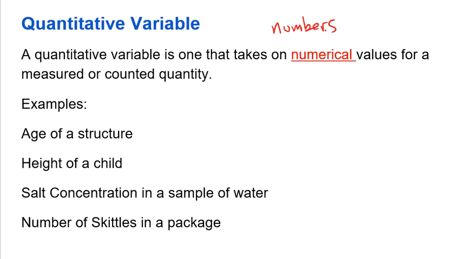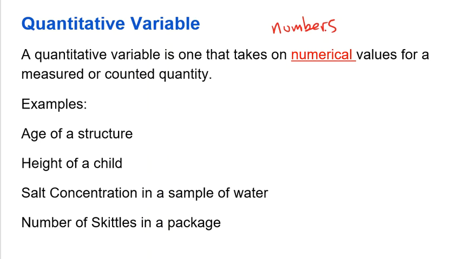The number of Skittles in a package, that's something you count, but guess what? It's a number. Oh, I counted 89 Skittles in that bag. I counted 15 Skittles in that small bag. Oh, I counted 38 Skittles in that medium-sized bag. Again, that's counted, but they're still numbers. So if you can measure it, if you can count it, and you get a number, that's going to be quantitative. And the other big thing with quantitative variables is it needs to make sense to get an average.